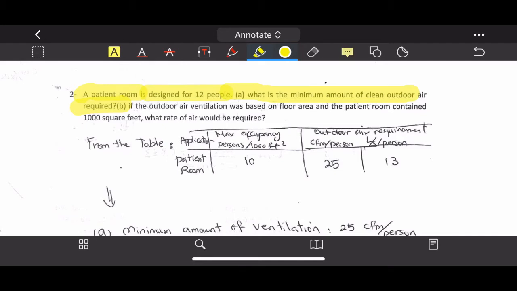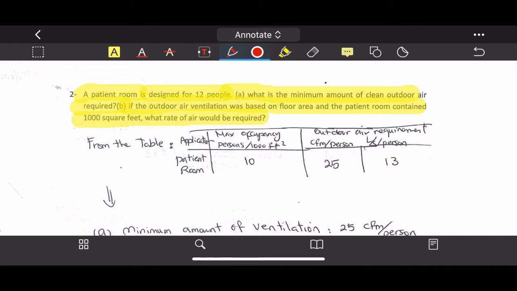B, if the outdoor air ventilation was based on floor area and the patient room contained 1000 square feet, at what rate will it be required? Okay, so we will use this table, given for a patient room. This table is available in your notes. Also, it will be given in the final exam. This table comes from ASHRAE. If you're familiar with the name, I think by this time you know what ASHRAE is.